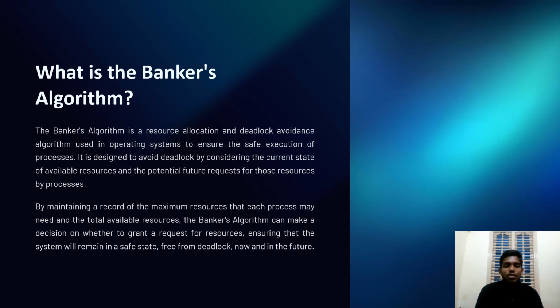By maintaining a record of the maximum resources that each process may need and the total available resources, the Banker's algorithm can make a decision on whether to grant a request for resources, ensuring that the system will remain in a safe state, free from deadlock, now and in the future.